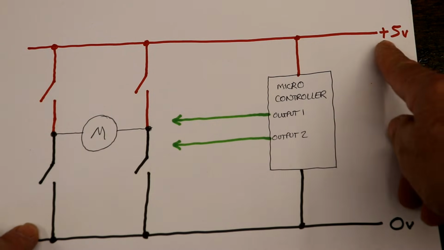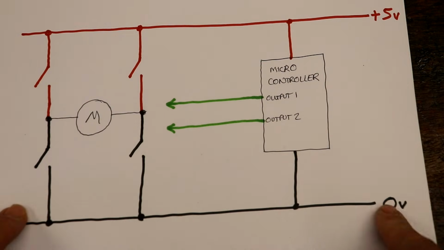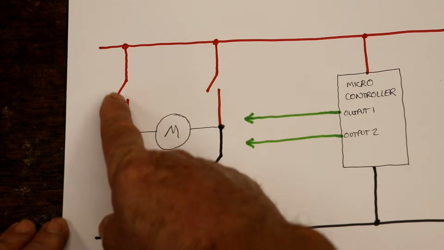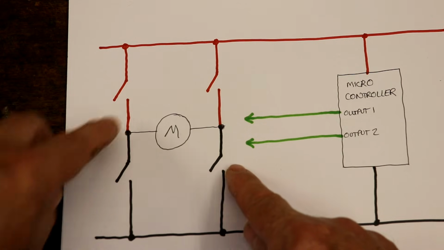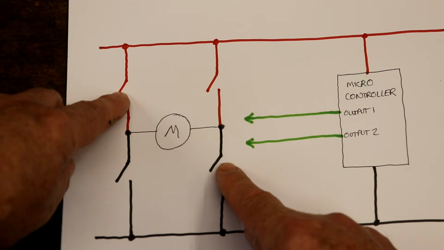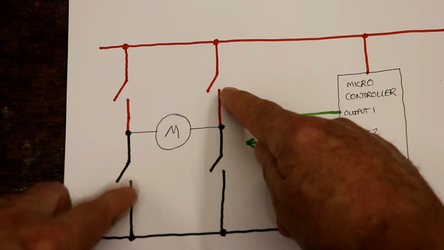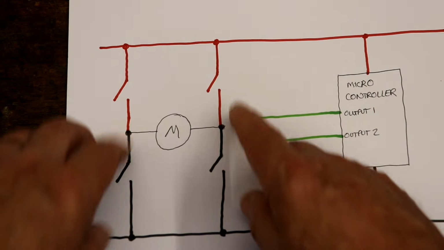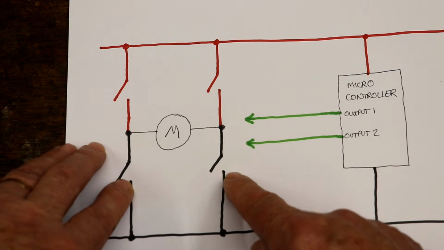It could be a different voltage if for a different project. 0 volts at the bottom, and then 4 electronic switches. So if you switch that one on and that one on, the motor will go one way round. If you switch that one on and that one on, the motor will go the other way round. And there's some very clever logic to stop you connecting all of them and short-circuiting the power supply.